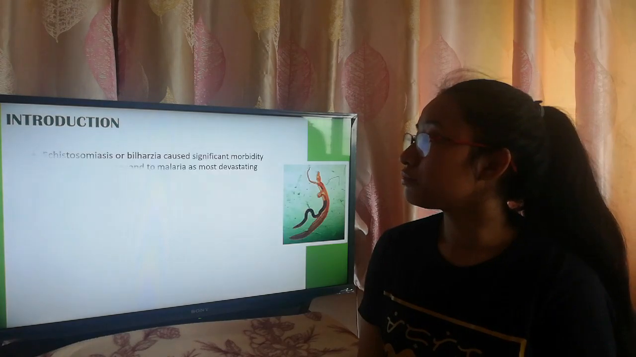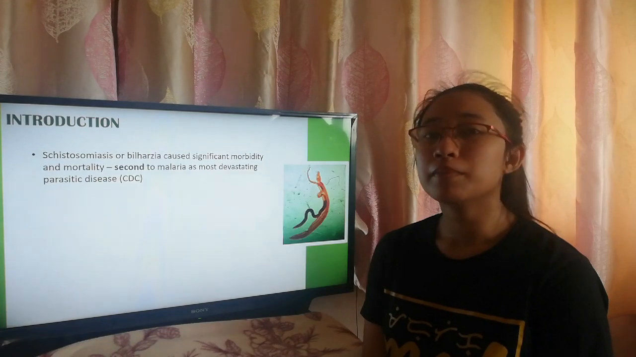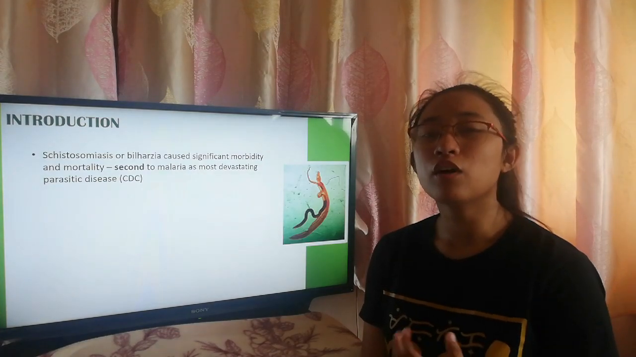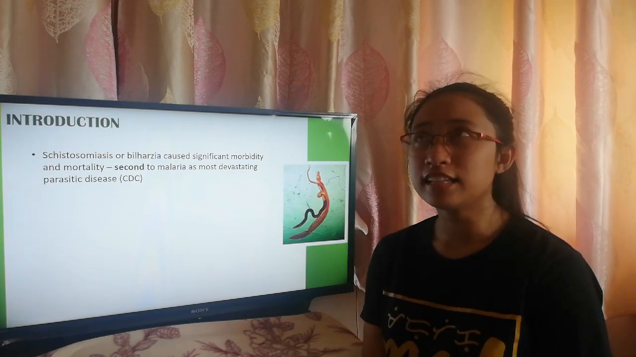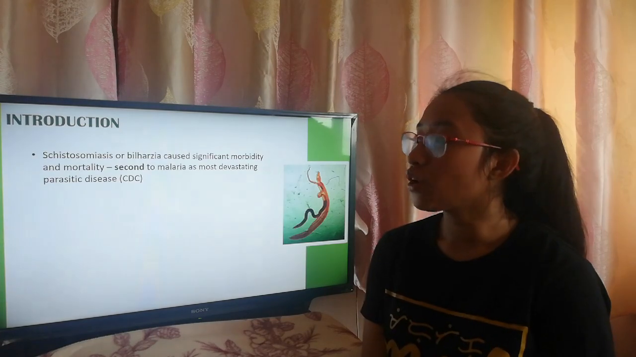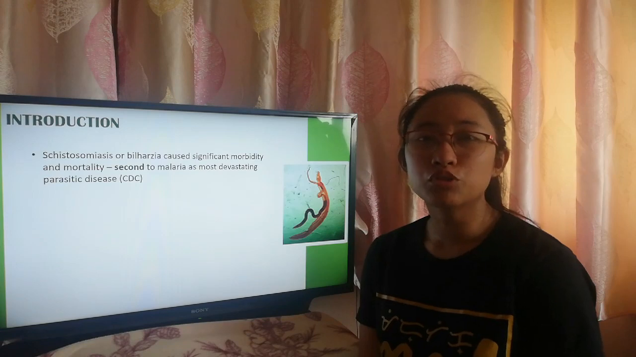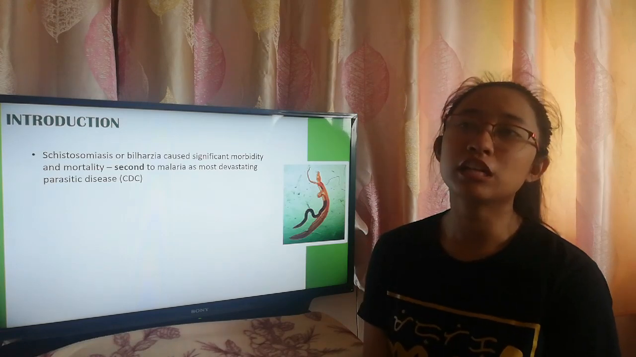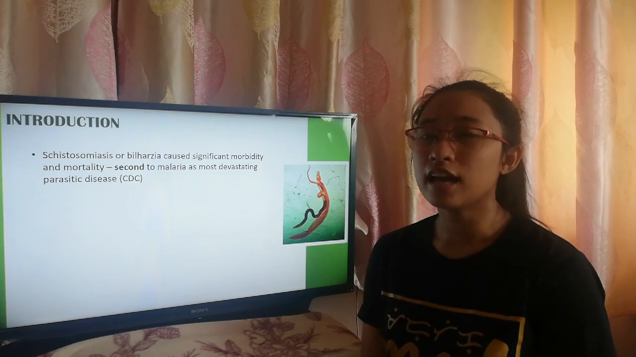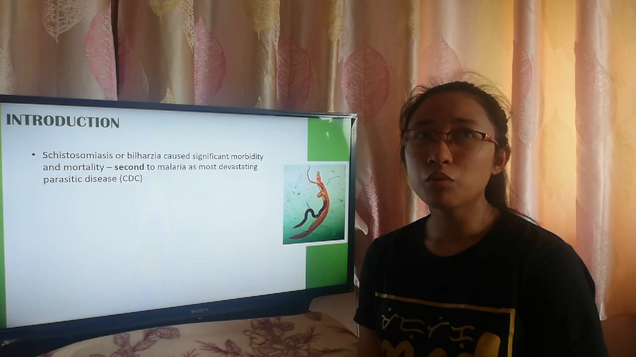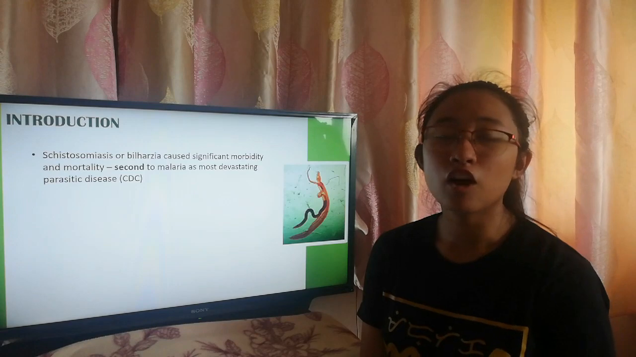Schistosomiasis or bilharziasis causes significant morbidity and mortality. According to the CDC, it is the second leading or most devastating parasitic disease. How does it become the second leading parasitic disease? Because it affects about 200 million people worldwide, especially people living in tropical and subtropical regions, particularly in rural areas. It also causes about 280 million deaths annually due to schistosomiasis-related complications.